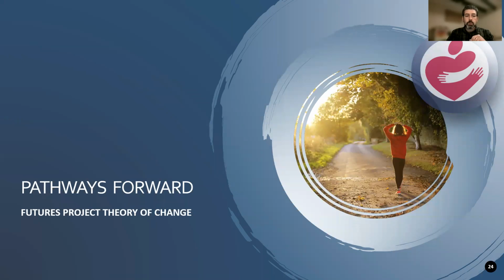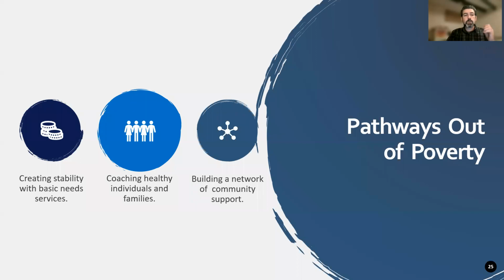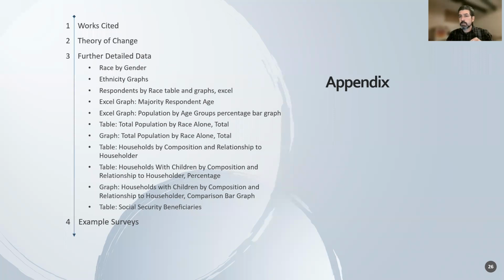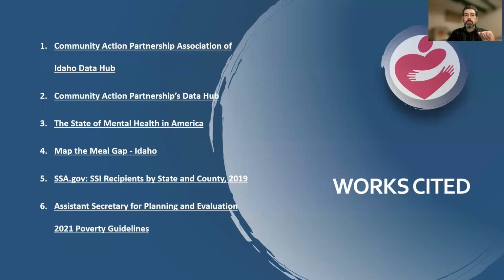So our pathways forward is our Futures Project theory of change. And this is where we create stability with basic needs and services, coach healthy individuals and families, and build a network of community support. And this follows our theory of change that we've developed as an organization. Finally, we'll have our works cited, where people can go for further information, and they can follow those links or dig into more charts and graphs.